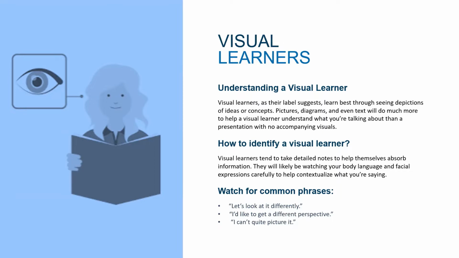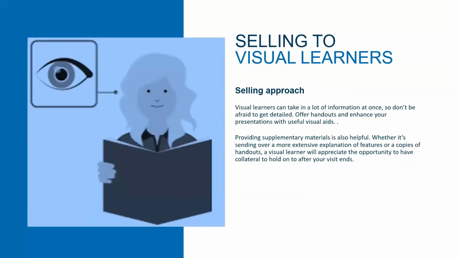You'll hear common phrases from them that refer to sight. So, let's look at things differently. I'd like to get a different perspective. Or, I can't quite picture it. They're trying to imagine it visually in their mind. And so those are common things that you'll see from your visual learner.